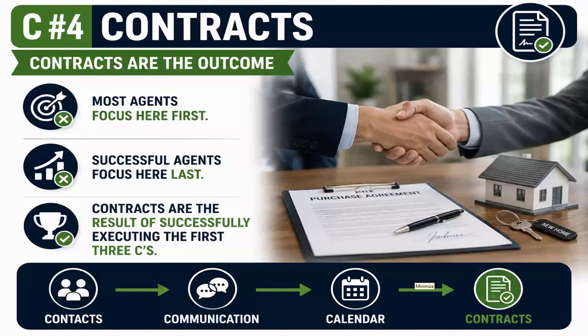So most agents focus here first. I got to get outcomes, right? Successful agents focus here last. Contracts are usually the result of successfully executing the first 3 C's: contacts, communication, calendar appointments. That's going to get the contracts. When you dwell and you focus on the contracts first and you ignore what actually leads up to the contracts, that creates doubt, drift, and ends up in quitting because it's a system. You can't get to the finish line without taking off from the starting line.